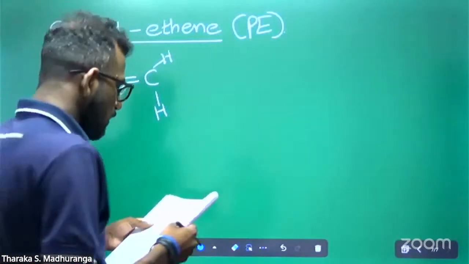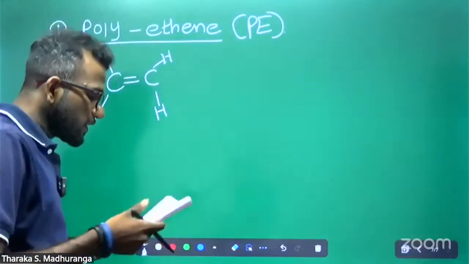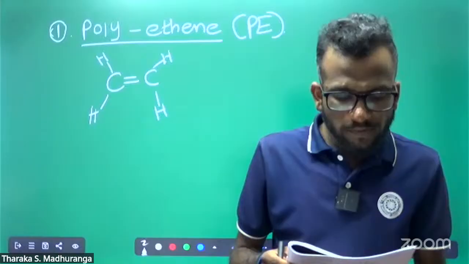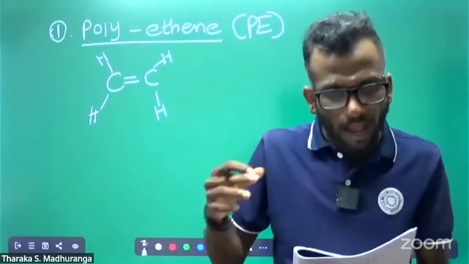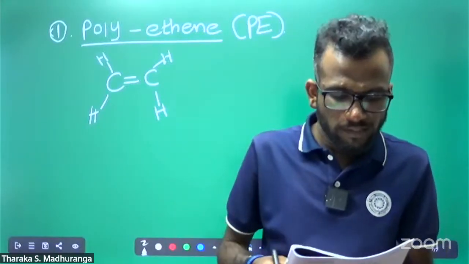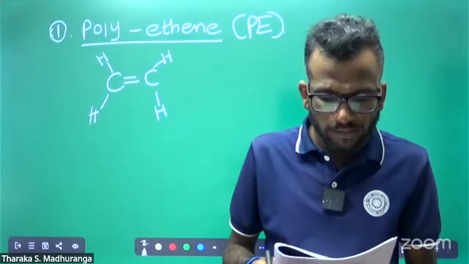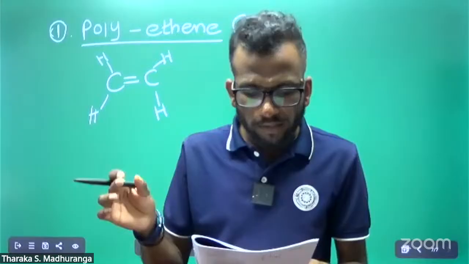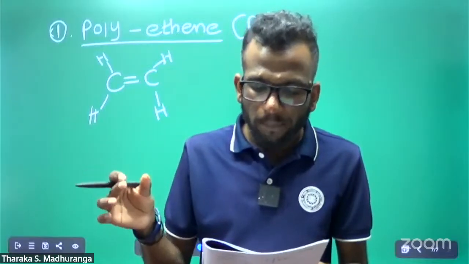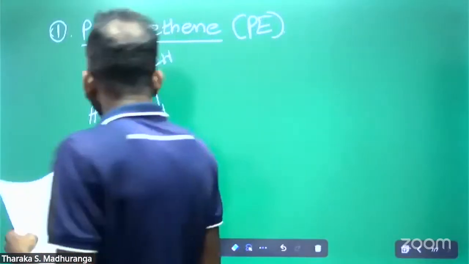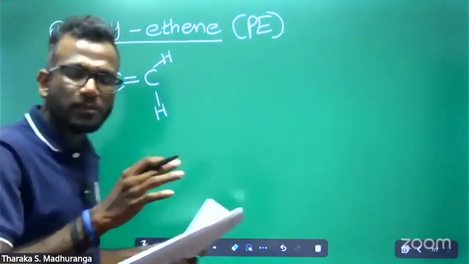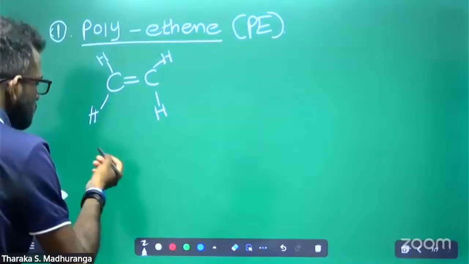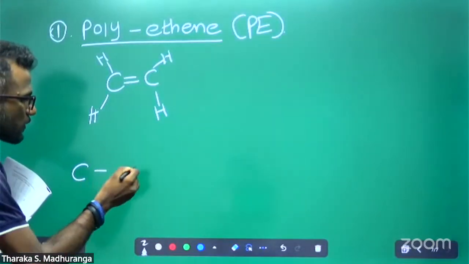Now, the structure of polyethylene I have given on the next page. The polymerization of ethene is by addition polymerization. The polymerization of ethene occurs when its double bond breaks. You already know, if you get the addition polymerization method, the others are easy. In addition polymerization, the double bond first breaks down.